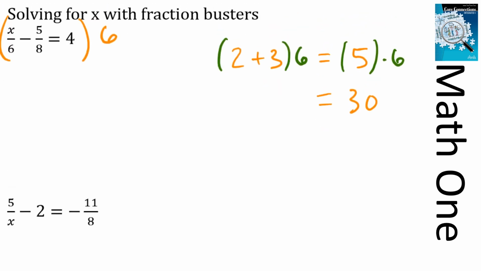Well, 6 times 2 is 12. That's the distributive property. I added a factor of 6 to this term, and 3 times 6 is 18. I added an additional factor of 6 to that term 3. Well, when I add 12 and 18, I do indeed get 30. And we can see that if I'm going to multiply both sides by 6, I have to make sure I multiply every single term on both the left and the right-hand side by the 6.